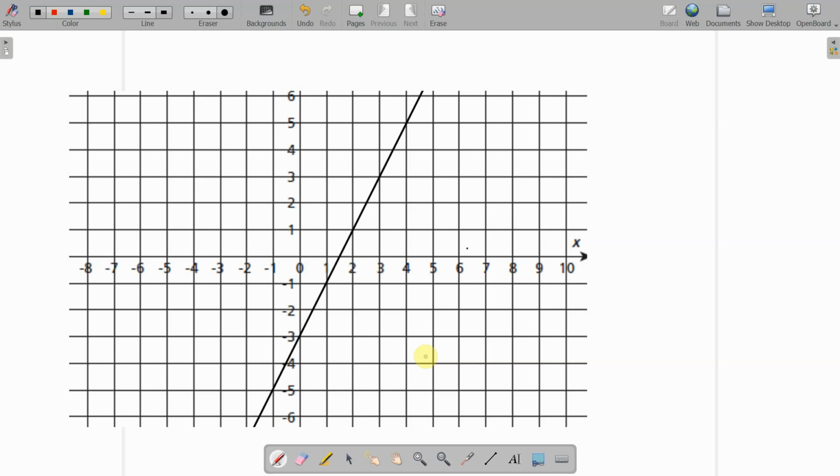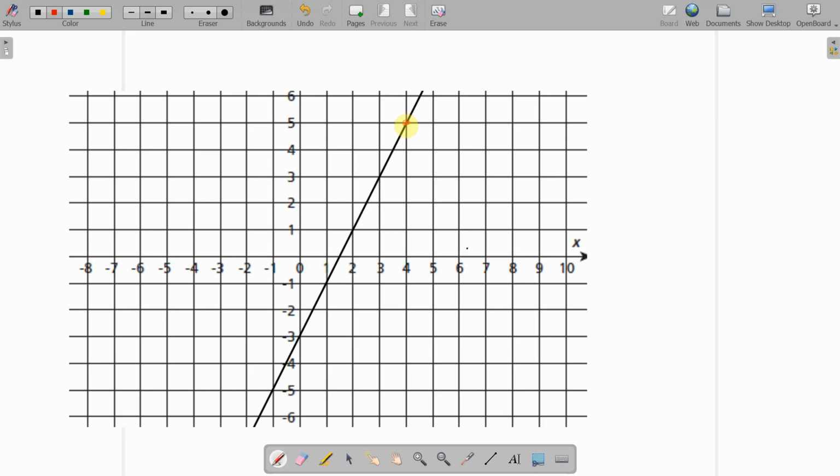Welcome to a session on graphing equations of parallel and perpendicular lines. I'm going to use this line here as an example. Now the first thing I want to look at is the gradient of this. And I'm going to do it a couple of ways just to show you how it works.